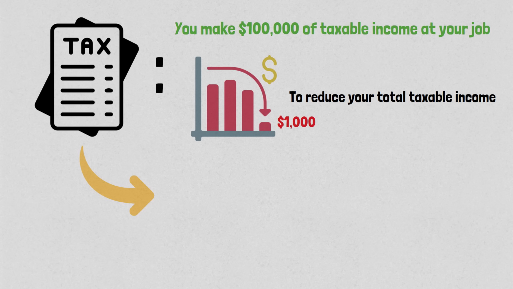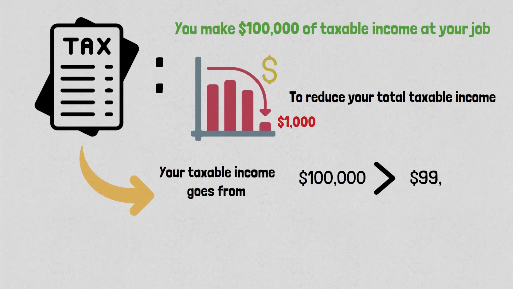So on your tax return, your taxable income goes from $100,000 to $99,000. So hey, you save some money on your taxes. And example number 3, same setup.